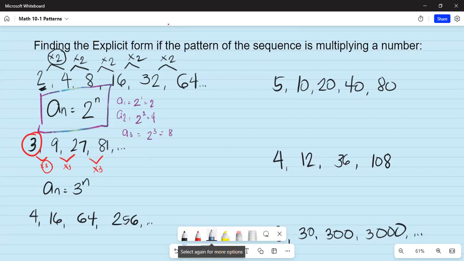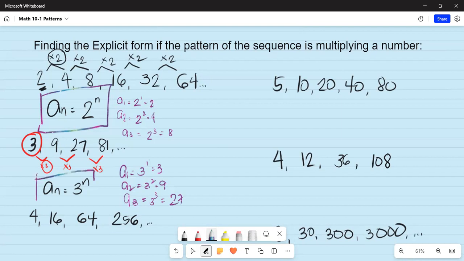So let's try. A sub 1 is equal to 3 raised to 1, and that's 3. That's our first term. A sub 2 is equal to 3 raised to 2, and it's equal to 9. That's our second term. A sub 3 is equal to 3 raised to 3, and that's 27, which is our third term. So the pattern continues. So we have a sub n is equal to 3 raised to n.